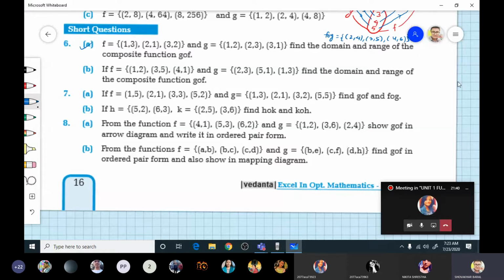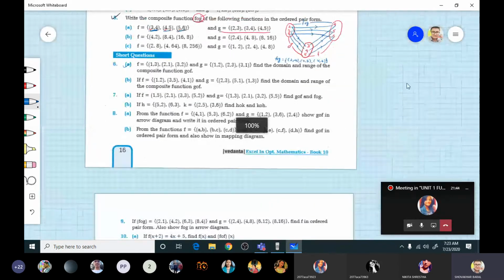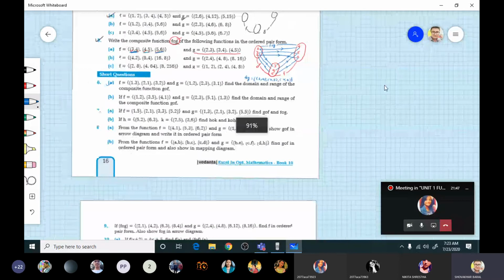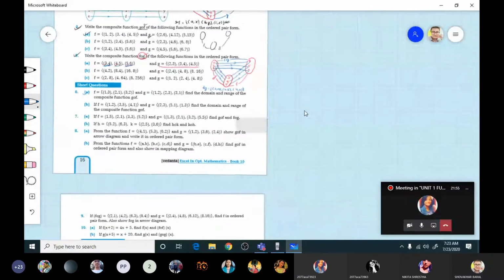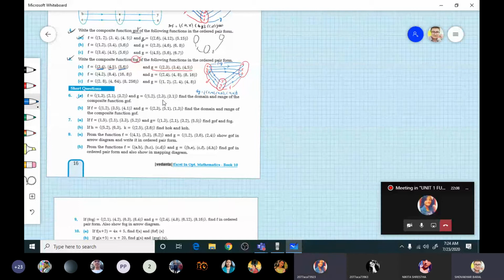Let me zoom it out so that I can write it on the other side. Is this question visible for you? Question number 6a. f is equal to {(1, 3), (2, 1), (3, 2)} and g is equal to {(1, 2), (2, 3), (3, 1)}. Find the domain and range of the composite function g composite f.